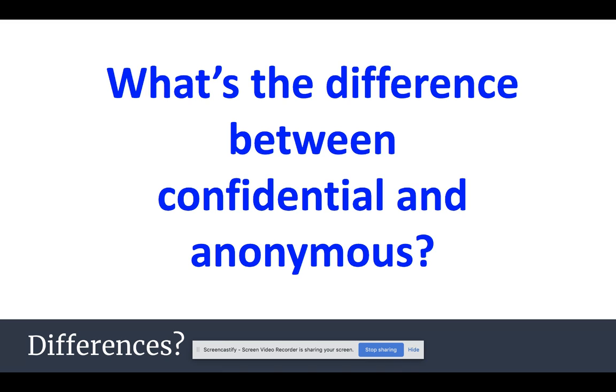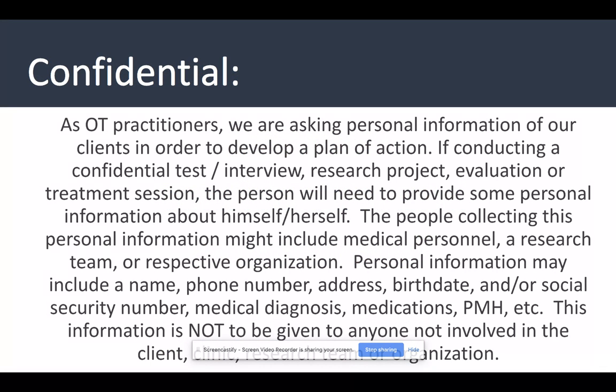So I want to take some time to share with you some definitions as well as some examples that hopefully you can use moving forward through your OT curriculum and career, or if you're in another major, you can use this within your major as well. When we talk about being confidential, as OT practitioners, we're often asking personal information of our clients in order to develop that plan of action.